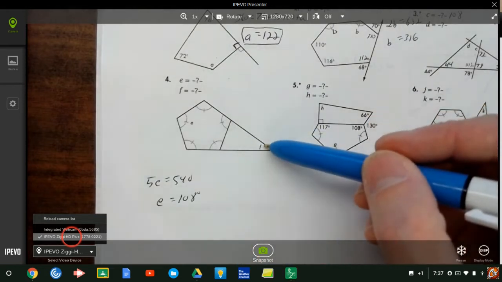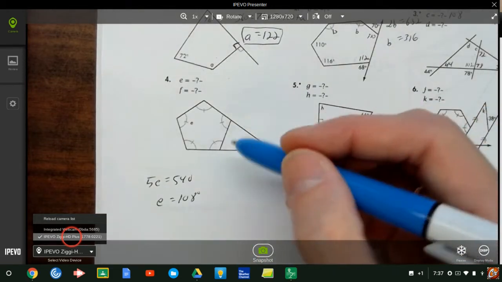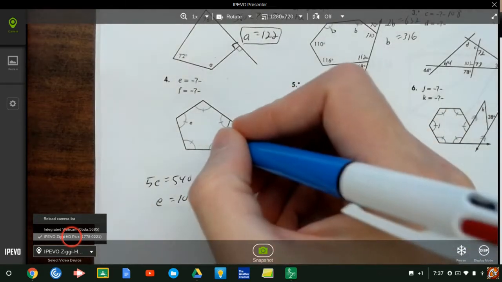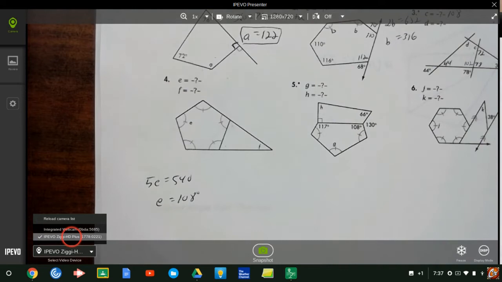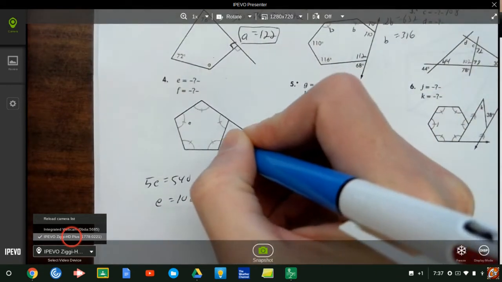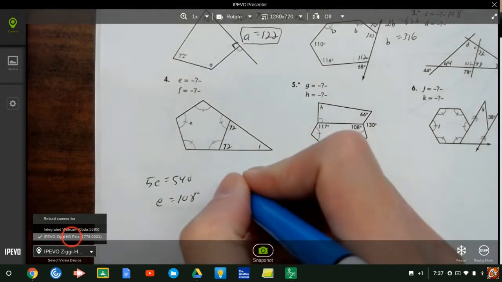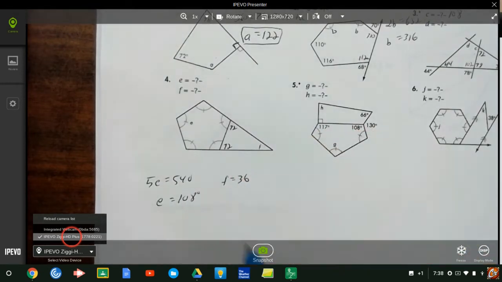Now, when I go to get F, I'm going to use it as a triangle. So 108, 108 on these. So that means each of these is 72. So I can easily calculate that. So 2 72s, take it from the 180, F is 36.